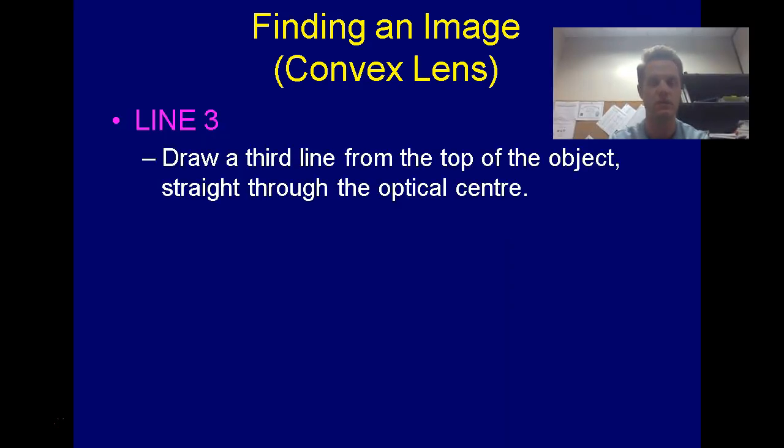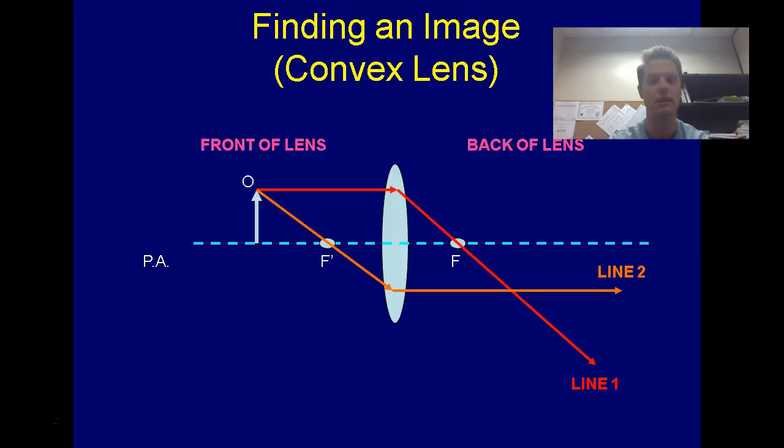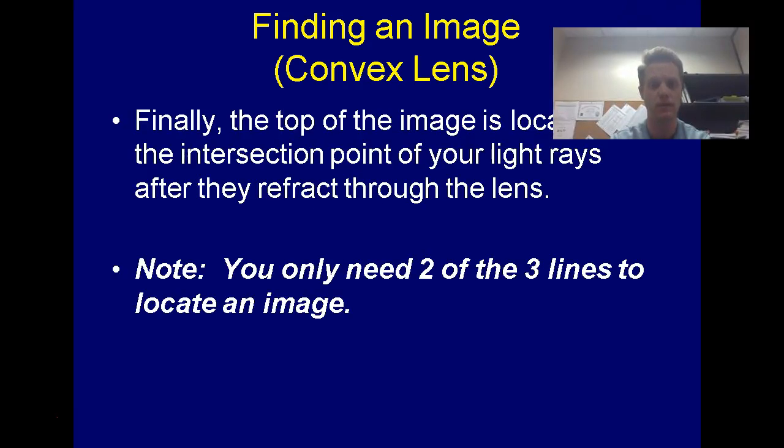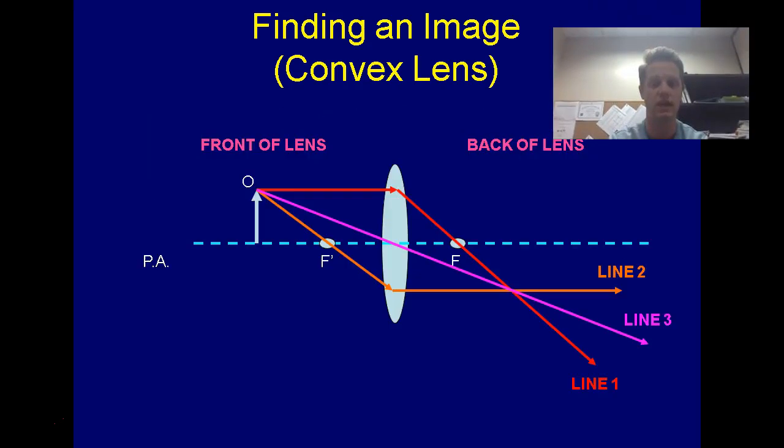The optical center is similar to the C on a mirror, but the light ray just keeps going straight through. Because remember, with lenses, the light rays just keep going and don't change. So this is where our image will form. Finally, the top of the image is located at the intersection of your light rays after they've been refracted. And remember, you only need two of these lines to locate an image. And our image is going to be right there.